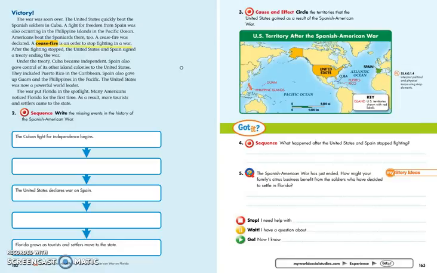Again, at the bottom, stop. I need help. What do you need help with? Write it down so you can ask me. Do you have a question? Write it down so that you can ask me. And then, of course, what do you know? What do you now know from reading this section?